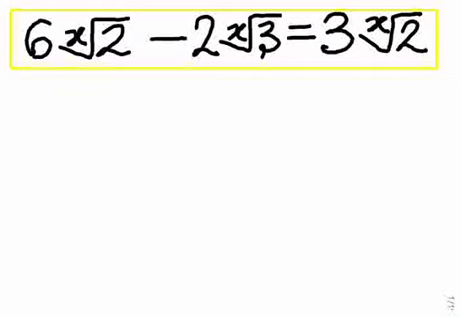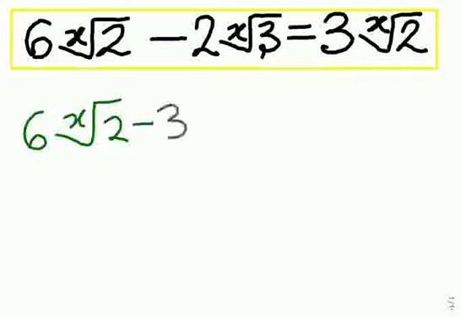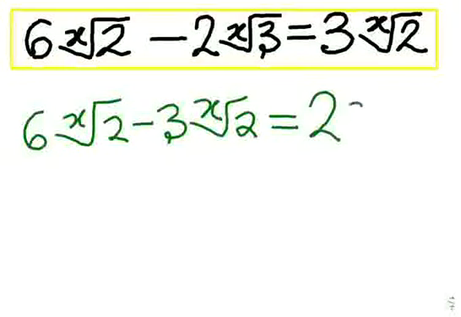My first step here will be to collect these like terms together. 6 multiplied by the x root of 2 minus 3 multiplied by the x root of 2 will be the same as, when I cross that to the other side, 2 multiplied by the x root of 3. How do we solve for x?